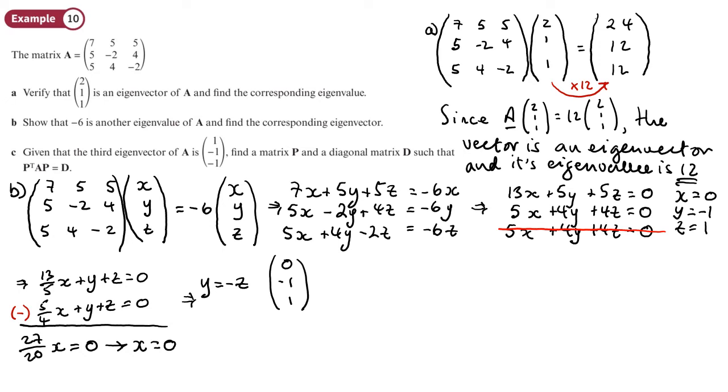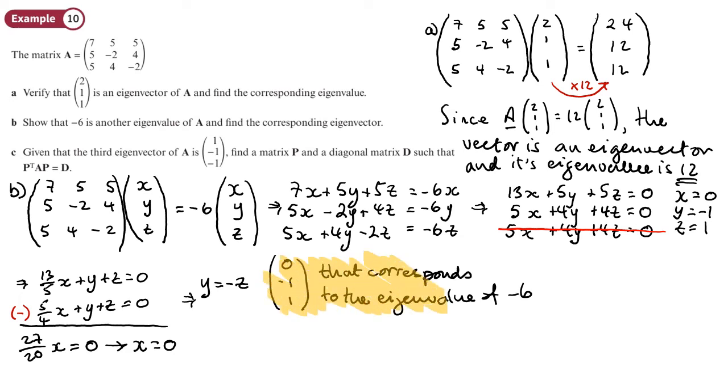So that is the vector that corresponds to the eigenvalue of negative 6. So we'll just highlight that before we move on to part C. And part C says, given that the third eigenvector of A is this, find a matrix P and a diagonal matrix D such that P transpose AP equals D.